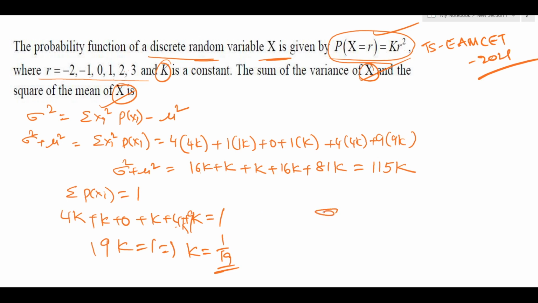Therefore, sigma square plus mu square is equal to 115k, that is 115 into the k value 1 by 19, that is equal to 115 by 19. This is the sum of the variance of x and the square of the mean of x.